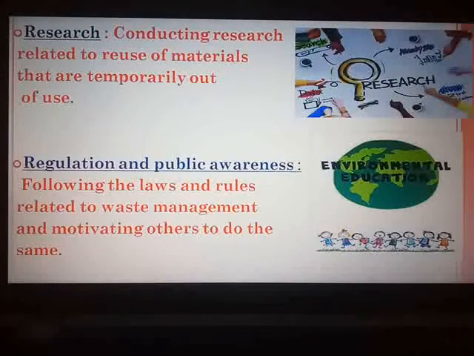Next is research. This is very important. Conducting research related to the reuse of materials which are temporarily out of use. Regulation and public awareness can be done at our level. As small kids, you can follow all the laws and rules which are given to us by the government from time to time related to solid waste management, and once you start following, you can motivate and encourage the people around you, the community around you, to follow those techniques and make our environment pollution free.